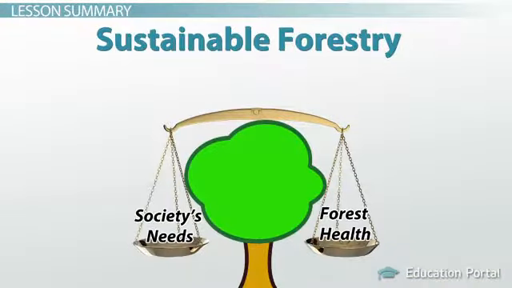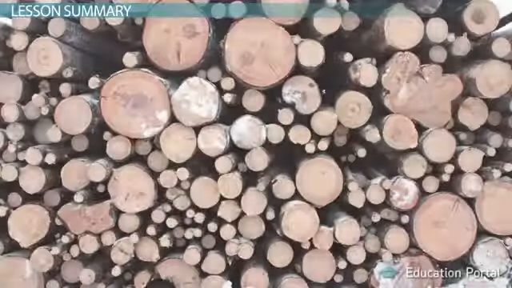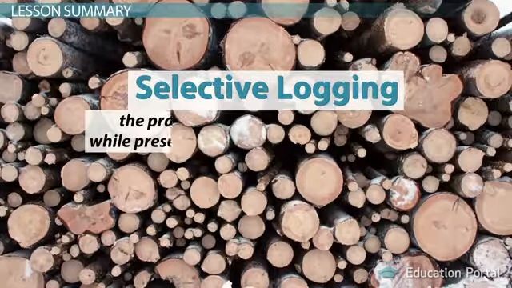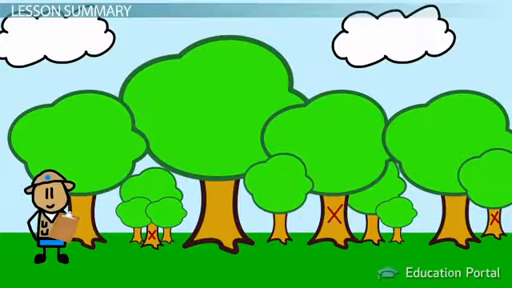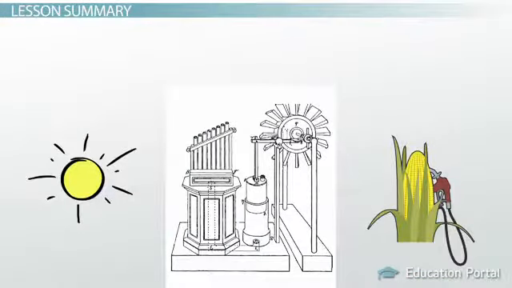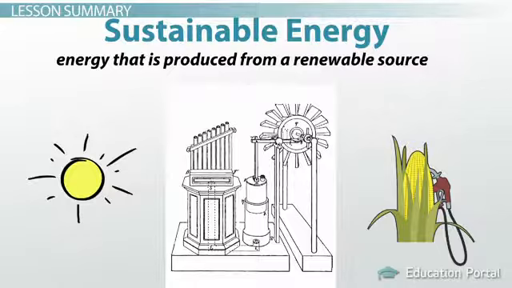Sustainable forestry is another application of environmental sustainability. This is defined as the practice of regulating forest resources to meet the needs of society and industry while preserving the forest's health. Sustainable forestry includes selective logging, which is the practice of removing certain trees while preserving the balance of the woodland. Sustainable forestry may also involve allowing young trees time to mature before they are harvested, planting of trees to expand forest lands, and the creation of protected forests. Another way environmental sustainability is practiced is through sustainable energy, which is energy that is produced from a renewable source such as the sun, wind, moving water, or energy crops.